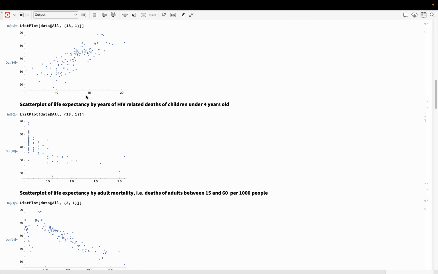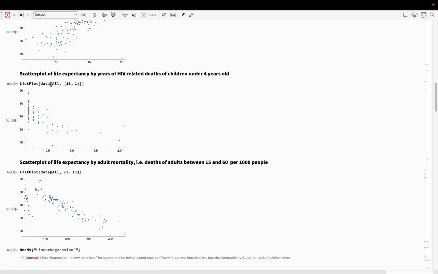So okay, nothing wrong happens. Then there is the scatter plot of life expectancy by number of deaths of children under 5 years old, deaths related to HIV, and I see that I've mixed up something. There shouldn't be life expectancy by HIV related deaths.